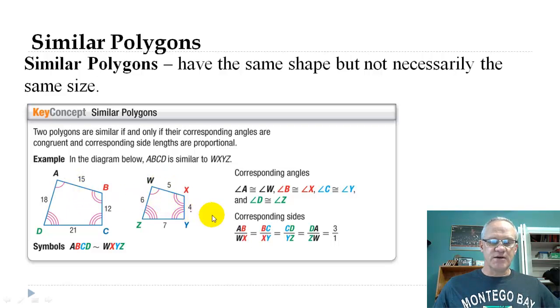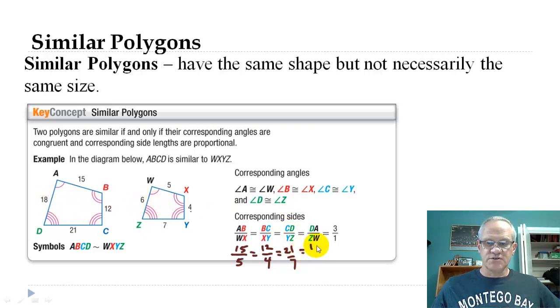So what that means is, the way they've written this here, the side AB, which is 15, to WX, is 15 over 5. So the ratio of 15 to 5 would be the same as what? BC, so it'd be 12 over 4. CD, so 21 over 7. And then DA, 18 over 6.